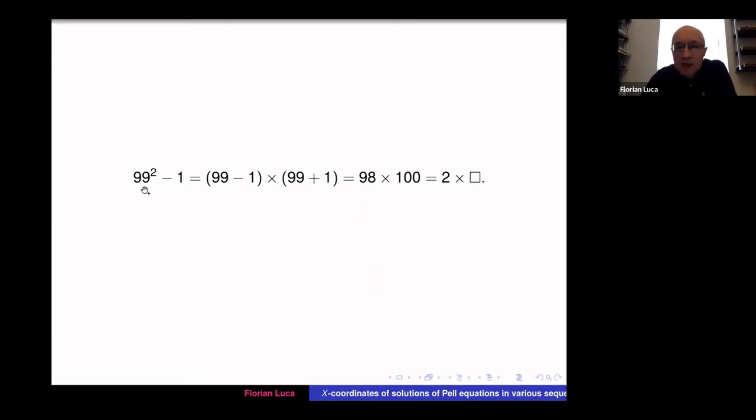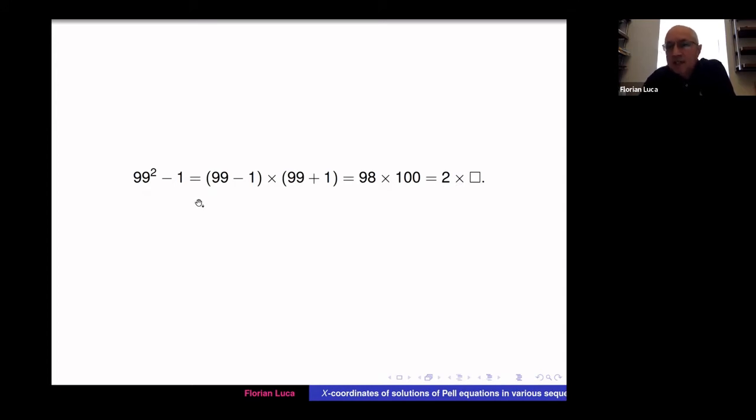You start with the repdigit 99, and you square it, and you subtract 1. And you do what you do in school. You say the difference of two squares is equal to the difference of the numbers times the sum of the numbers. The difference of the numbers is 98, which is 2 times 49, and 49 is a perfect square. And 99 plus 1 is 100, which is another perfect square. We'll put all the perfect squares together multiplicatively. So this thing just looks like 2 times a square. So now if I move this 2 times the square here, what do I get? I get x squared minus 2 times a square equal to 1, where x is equal to 99.